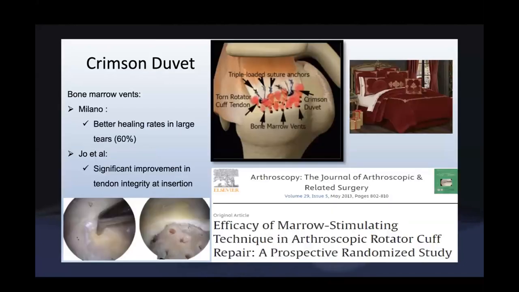So how else do you promote this? When you prepare the footprint, you do a technique called the crimson duvet. Crimson duvet is nothing but making small punctures or small holes in the footprint area, the bare area. What this does is promote vascularity. It forms blood clots, and this helps the tendon sit better on the footprint. It also helps in early, quicker and better healing and fusion rates between the tendon and the bone.